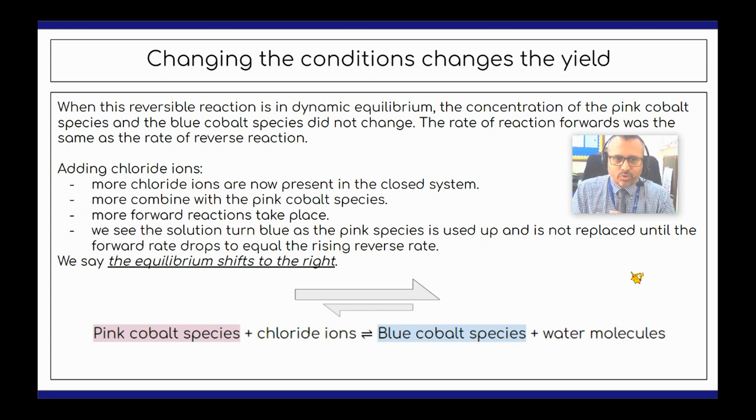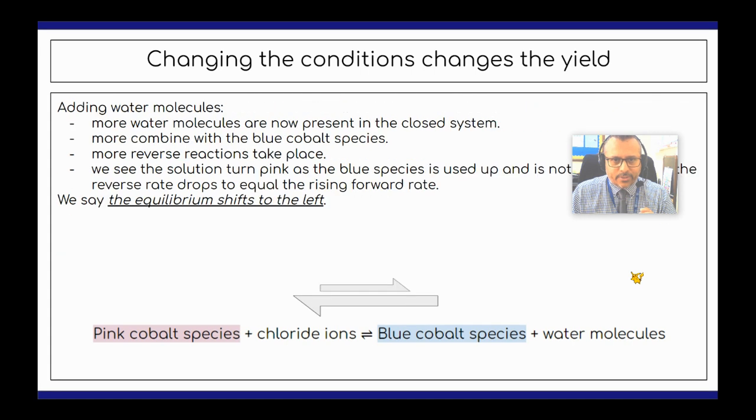ions means that you have more chloride ions now present in the closed system, more combine with the cobalt species, that's pink. More forward reactions then take place, and we see the solution turn blue as the pink species is used up and is not replaced until the forward rate drops to equal the rising reverse rate. And we can say that the equilibrium shifts to the right.